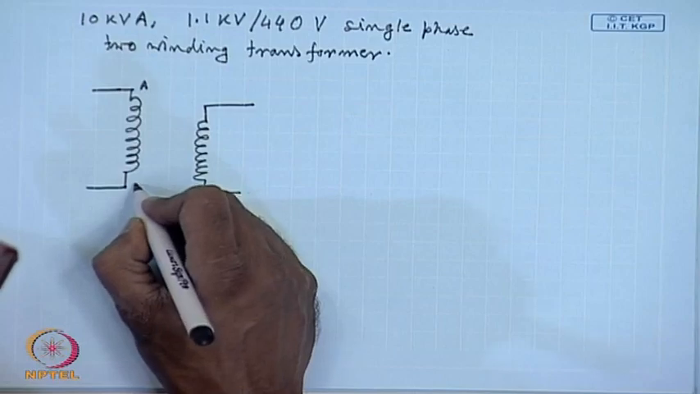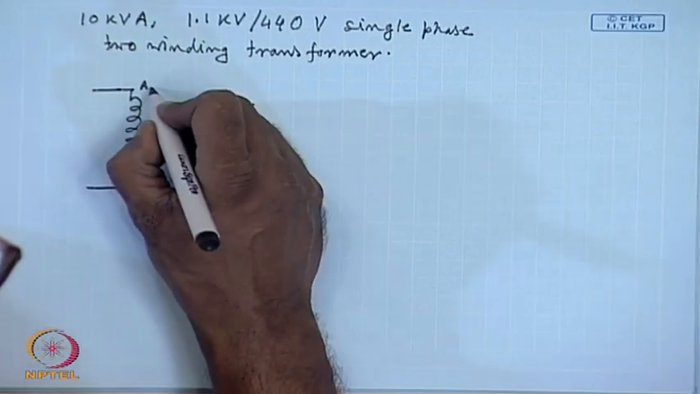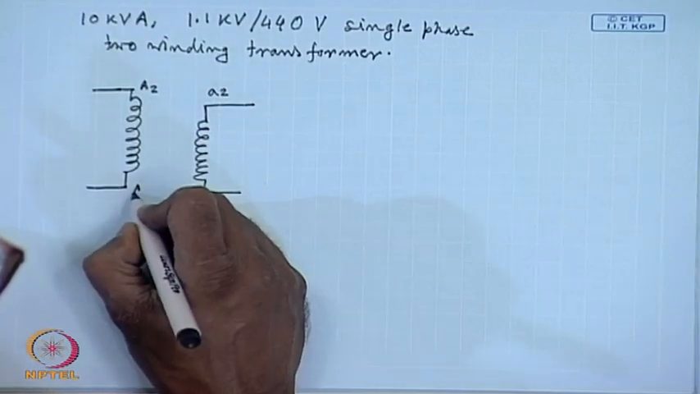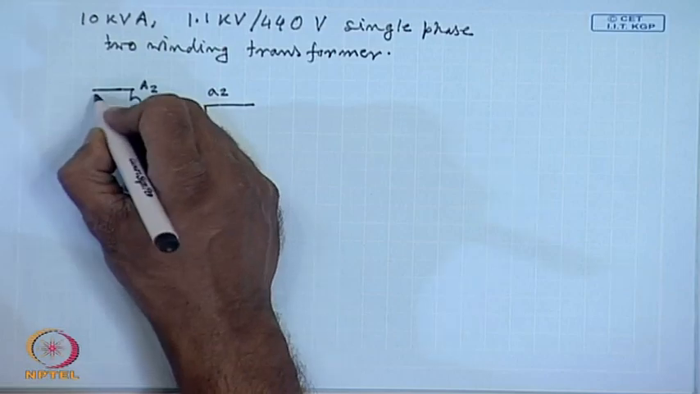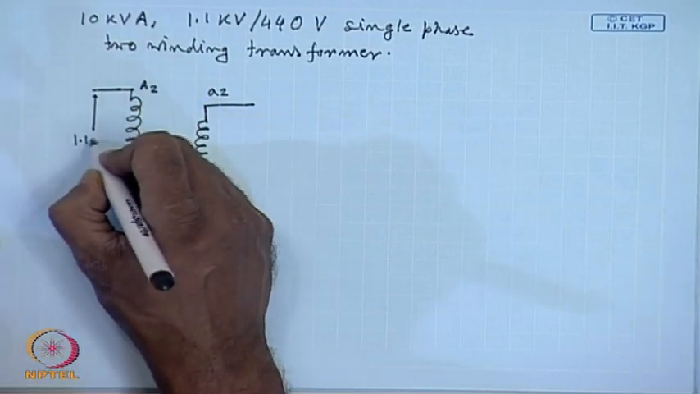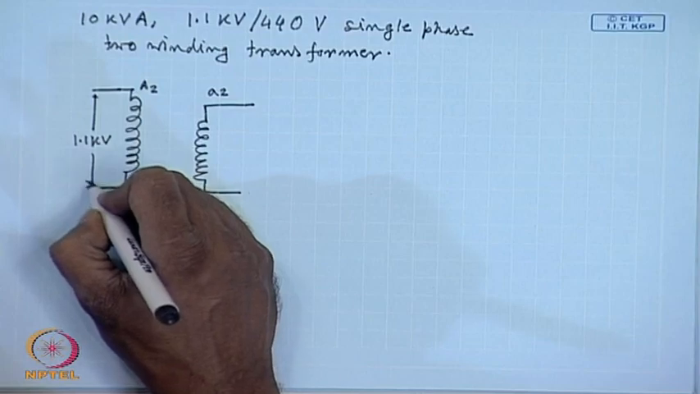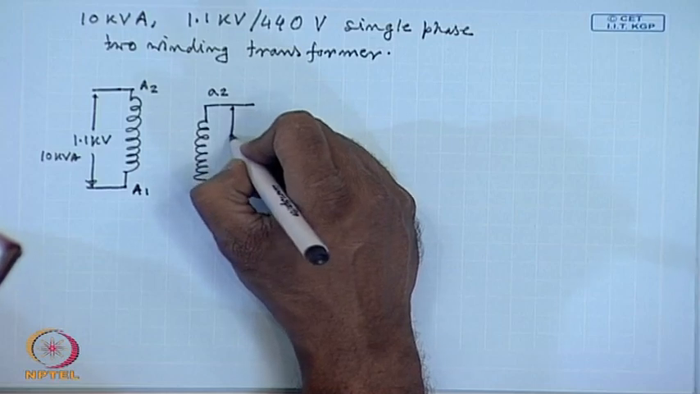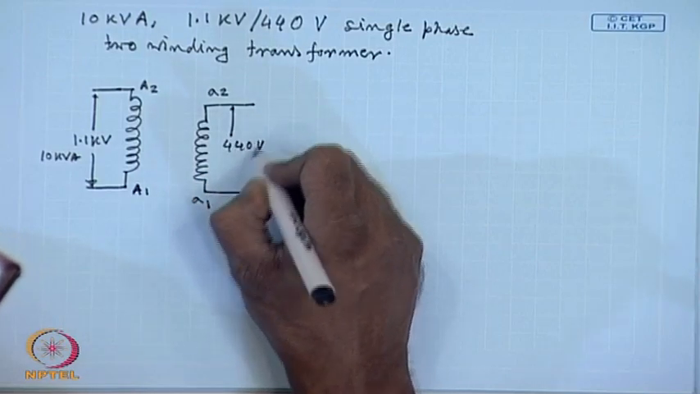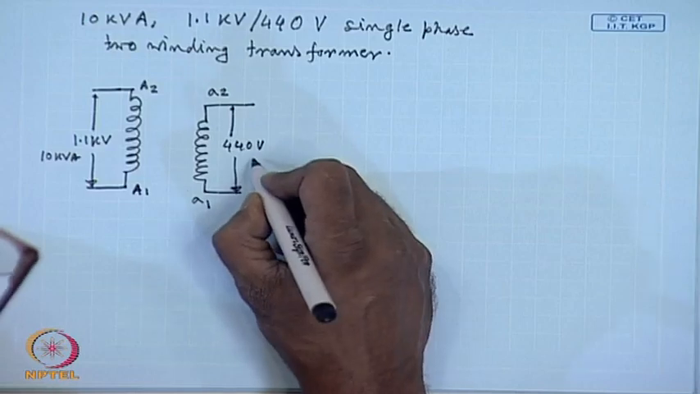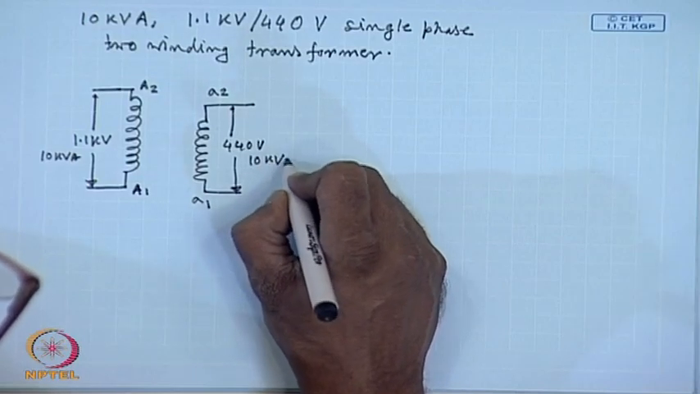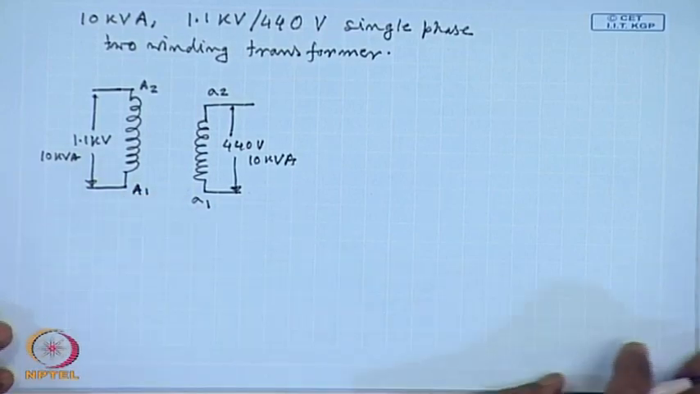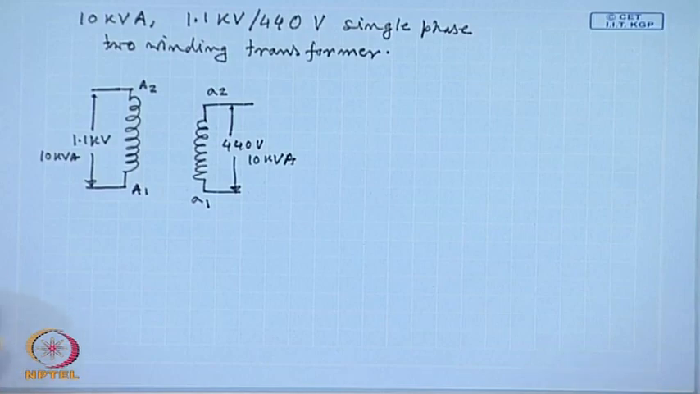This is A2 A1, this is a2 a1. This rated voltage is 1.1 kV, 10 kVA. Rated voltage here is 440 volt. Again the kVA rating is 10 kVA. If we wish to connect it in terms of an autotransformer, what are the different possible connections?